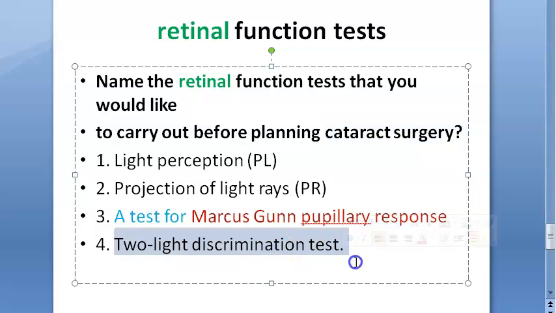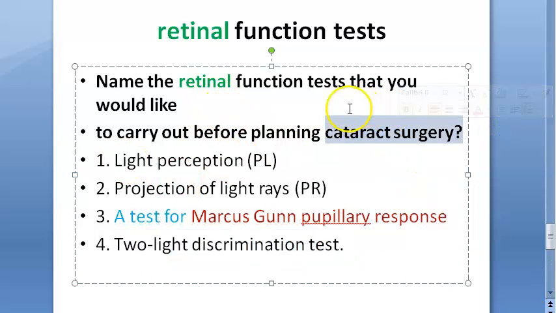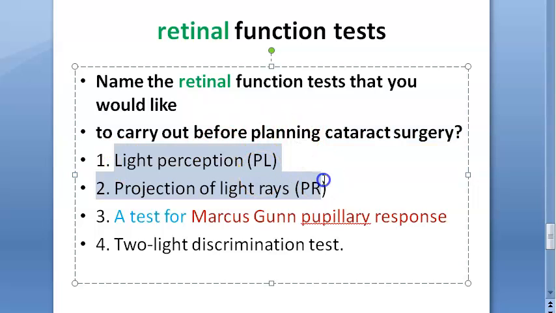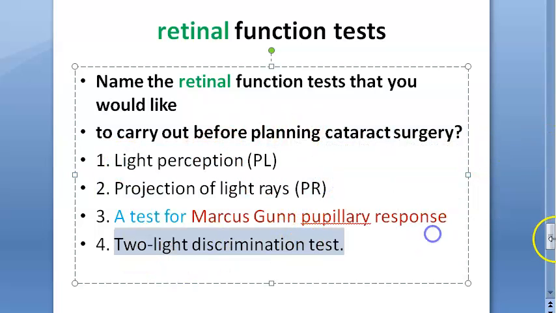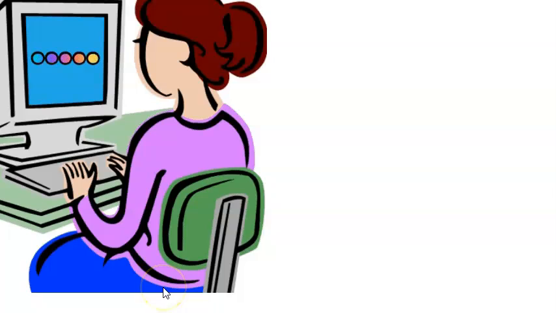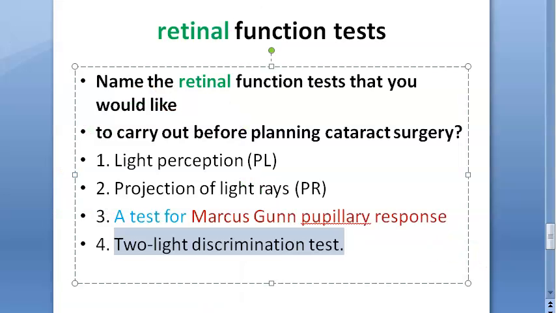Okay. So the other tests for retina in a person with cataract, because you cannot check the fundus, are light perception, projection of light rays, two light discrimination test and Marcus Gunn pupillary response. Did it make sense, guys? You're checking the retina. Before cataract surgery, you want to check the retina. How can you check? Here with Marcus Gunn pupillary response.